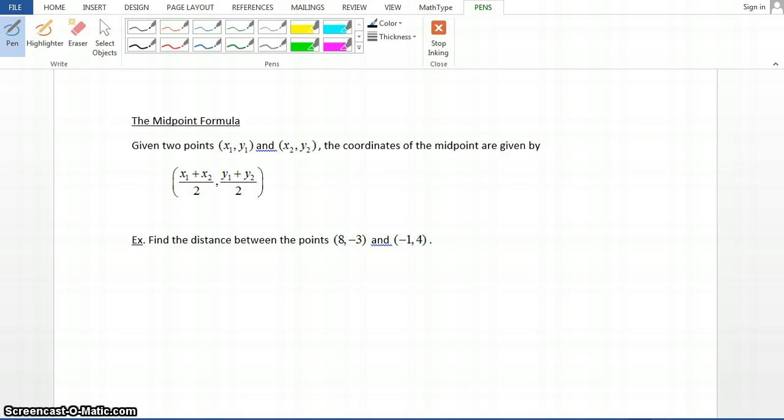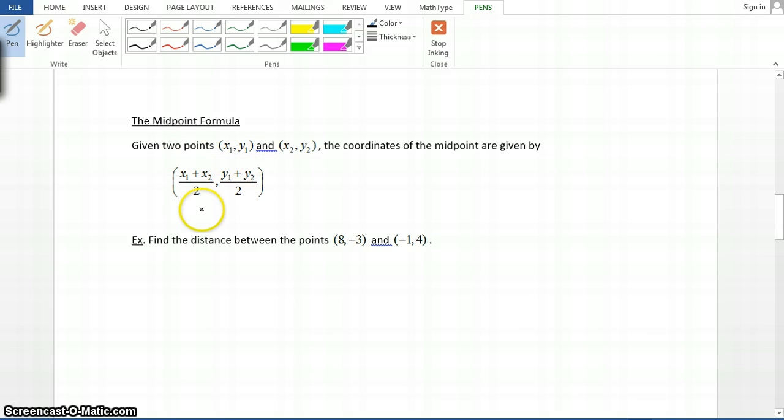Alright, here's the midpoint formula. You still have to be given these 2 points, x1, y1 and x2, y2. Then the coordinates of the midpoint are given by this formula right here. You average the x coordinates, so you add them together, divide by 2. Same thing with the y coordinates. Add them together, divide by 2.